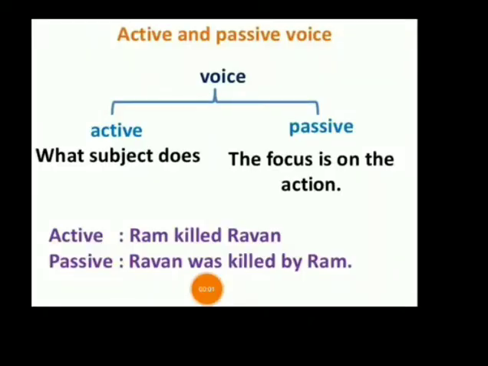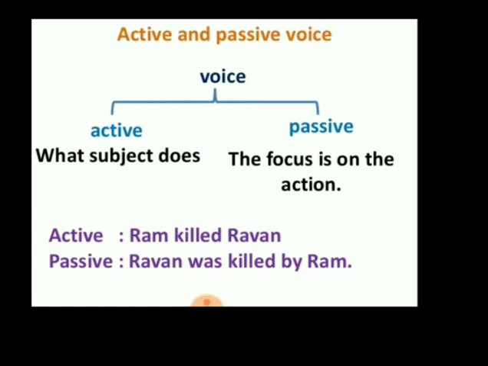Children, before doing the next exercise, let's go for the active and passive voice. Okay, dear children? Yes, we have already done this exercise in the previous class too. So, what is an active sentence? An active sentence is when the subject does something. Okay, the subject is active there. And the passive voice is when the focus is on the action.